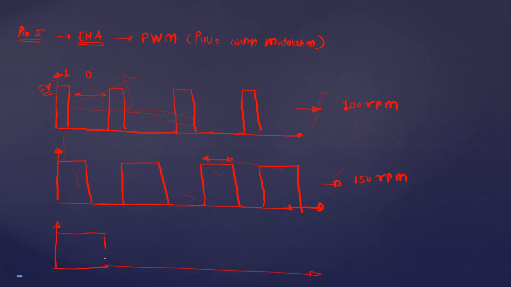And if I make the signal like this, such type of signal will further increase the speed. Suppose it will give the speed as 200 RPM. So this is called pulse width modulation. That means we need to vary the width of the pulse that is given to the motor driver, and depending on that, it will change the speed.